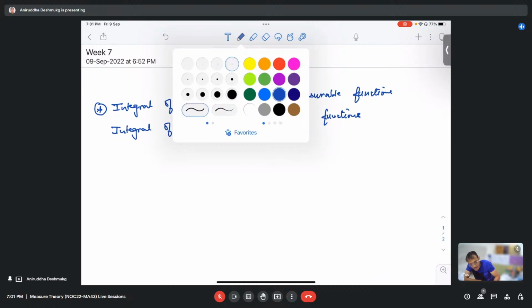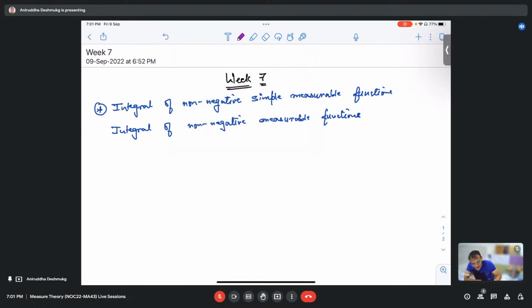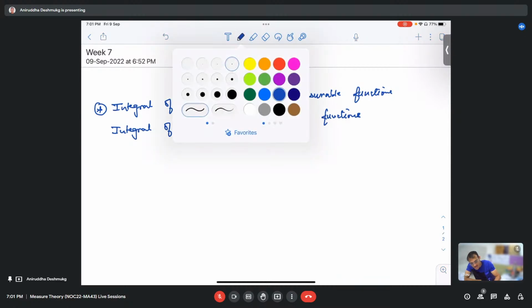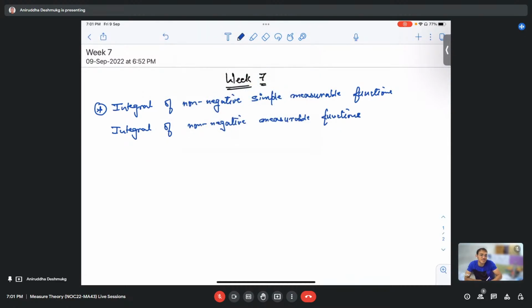And of course, the properties of these things, which include linearity of the integral, and if f is integrable, then mod f is integrable, and all those things. In fact, towards the end, we have also seen how to define the integral of any measurable function by using the positive and the non-positive part. So, we have seen the integral of any extended real value measurable function.